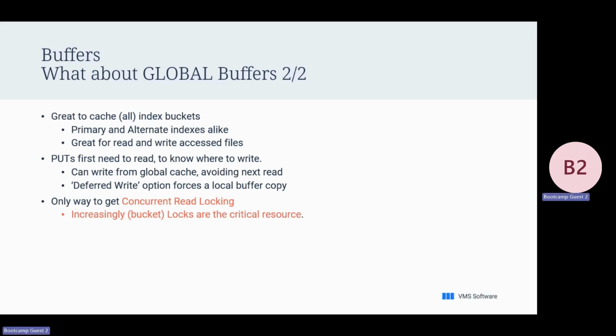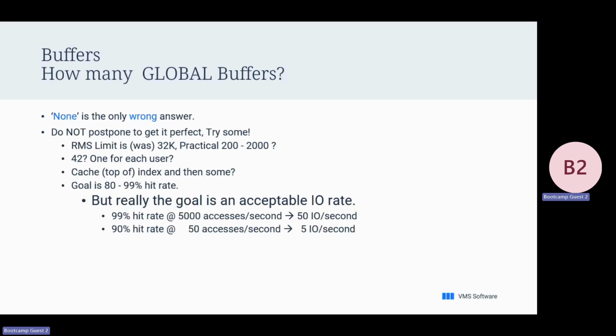Can't stress it enough. Global buffers, they work, efficient in memory, efficient in locks. So then you ask, of course, how many global buffers? Well, I don't know. Just a bunch. The big thing is none is the wrong answer. We need some. Do not postpone to get it perfect. Just pick a number. Please, just pick a number. The limit was 32K, but actually you can go bigger these days. Practically, let's start out with something in the 200 to 2000 range.